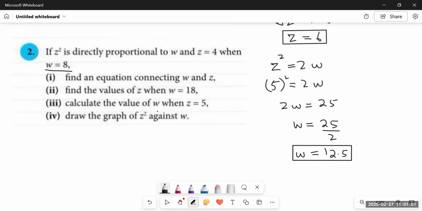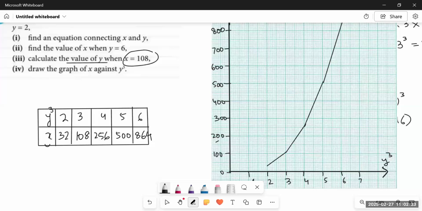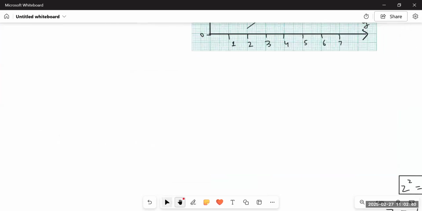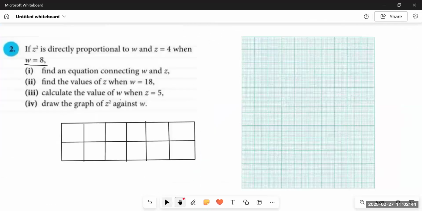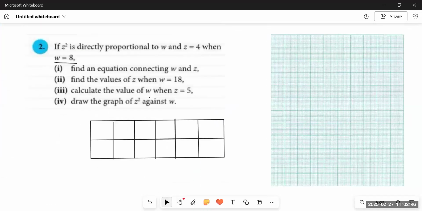And now we have to draw a graph of z square against w. Now students, as we have drawn the graph of x against y cube, similarly we have to draw a graph of z square and w. For this, first we are going to write down the values of z square and w.